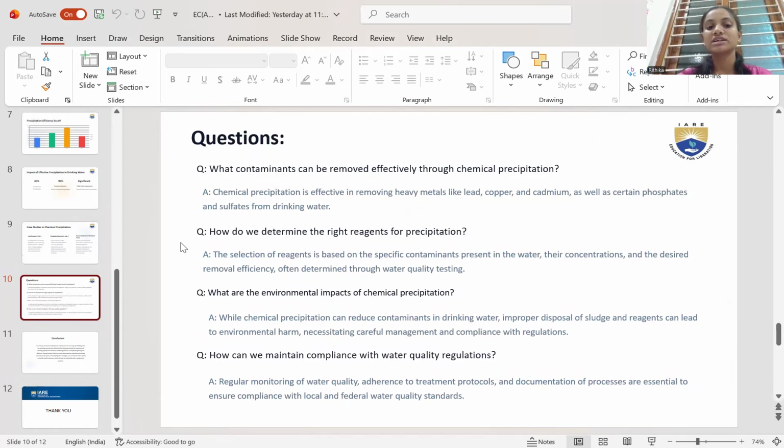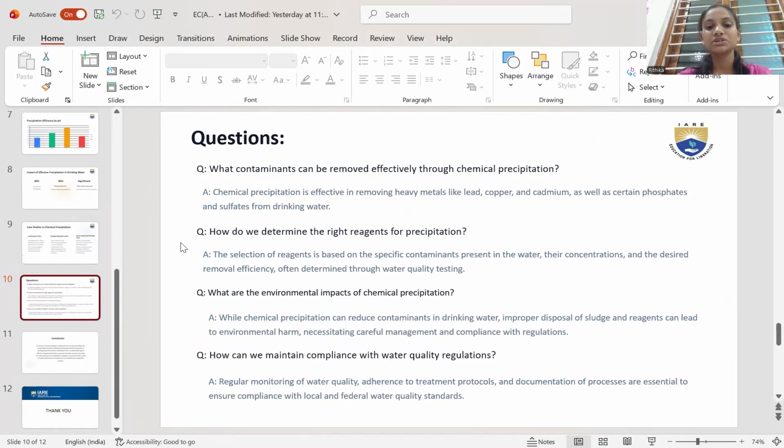The selection of reagent is based on the specific contaminants present in water, their concentration, and the desired removal efficiency, often determined through water quality testing. Water environment impacts of chemical precipitation. How is the environment affected by the chemical precipitation process?